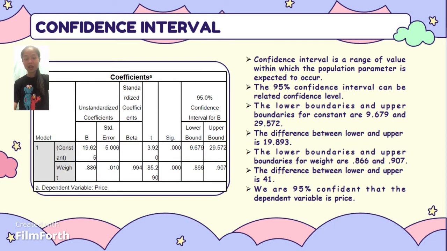Confidence interval. Confidence interval is a range of values within which the population parameter is expected to occur. The 95% confidence interval can be related to the confidence level. The lower boundary and upper boundary for constant are 9.679 and 29.572. The difference between lower and upper is 19.893.